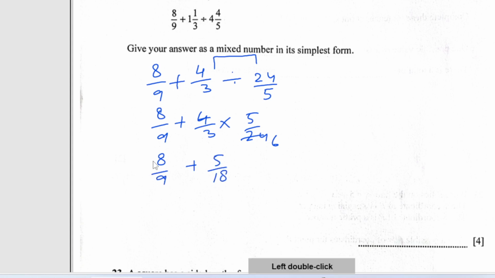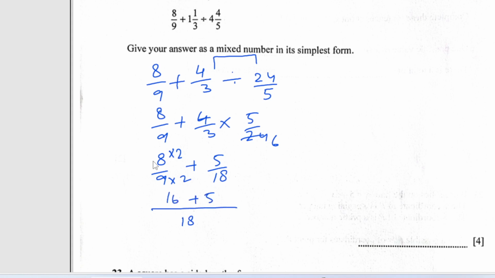So now we need to have the same denominator, so we are going to multiply here by 2. So this is 18, 16 plus 5, this is 21 over 18. So this can be simplified, 3 times 7, 3 times 6. So this is 7 over 6 is the final answer, right?